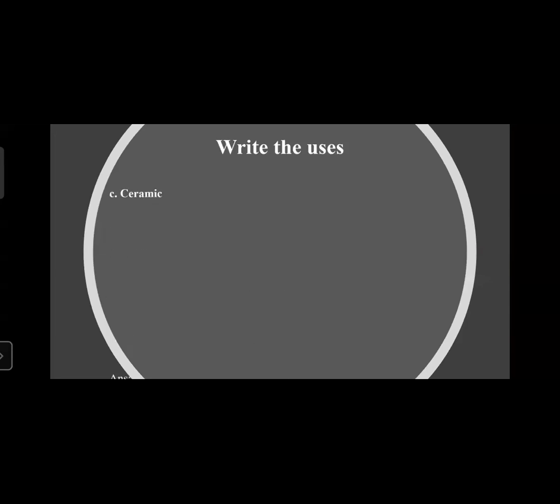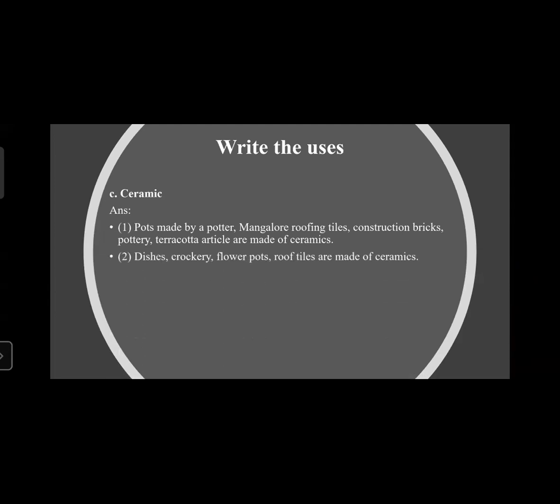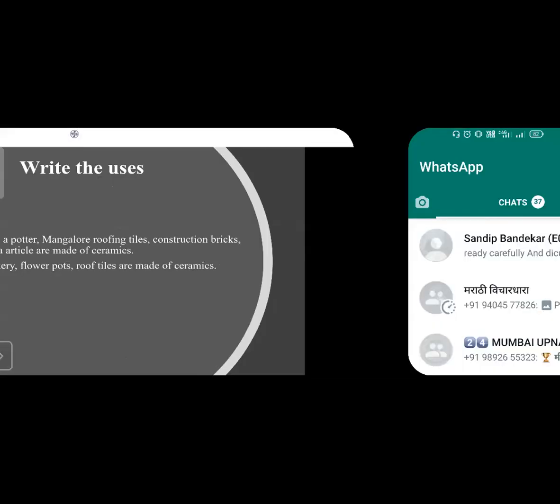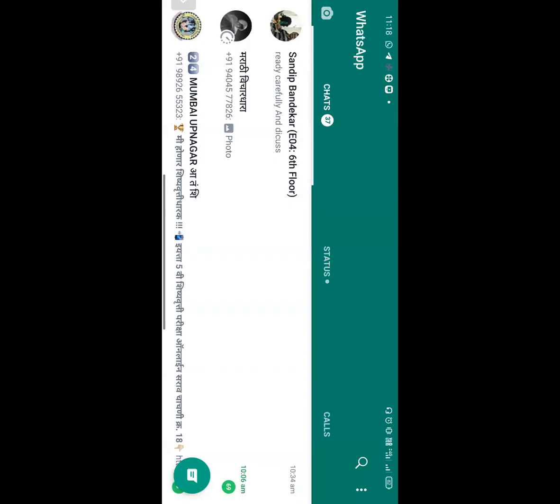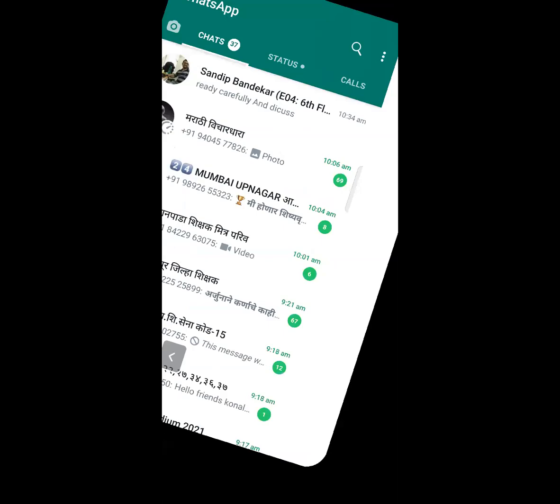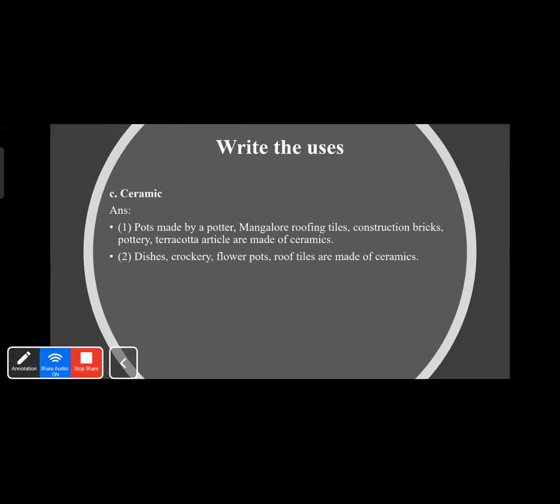Now, uses of ceramic. Pots, which are made by a potter, Mangalore roof tiles, construction bricks, pottery, terracotta articles. These are made up of ceramic: dishes, crockery, flower pots, roof tiles. These are also made from ceramic.